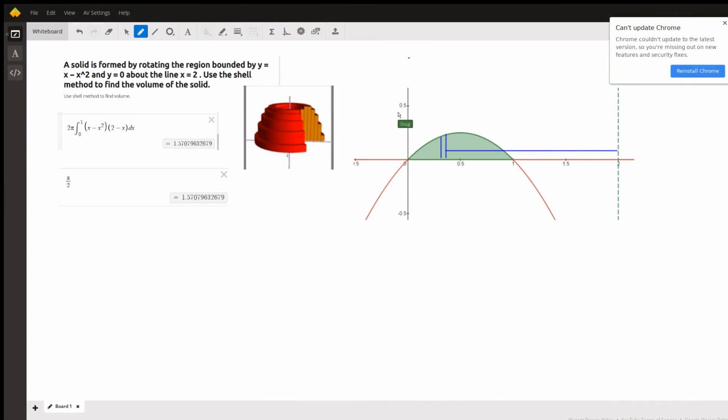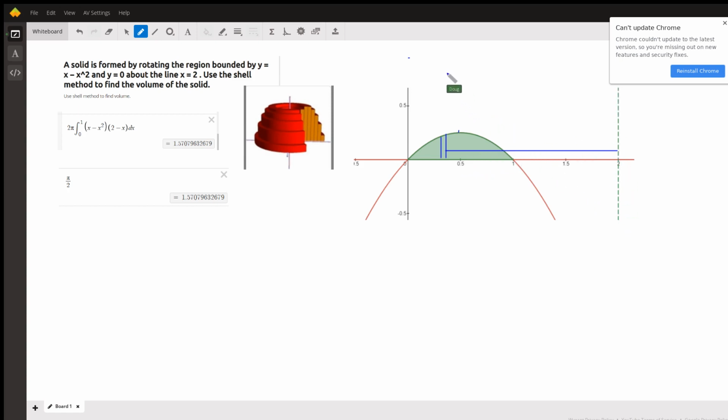Okay, here's a picture or some pictures of what's happening in this problem. This is the graph of y equals x minus x squared, a downward opening parabola with vertex right here. And we want to revolve this region, where the region is above the x-axis, about the line x equals 2.